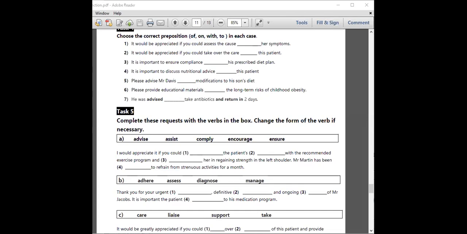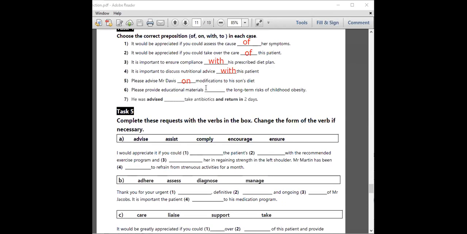Okay. Yeah. So I'm getting some correct responses. The first one is assess the cause of her symptoms. Very good. Take over the care of this patient. Compliance, we use compliance with the medication. Advise on this patient. Very good. Advise. Okay, what preposition do we use for advise? We use on. Advise on something. Very good.